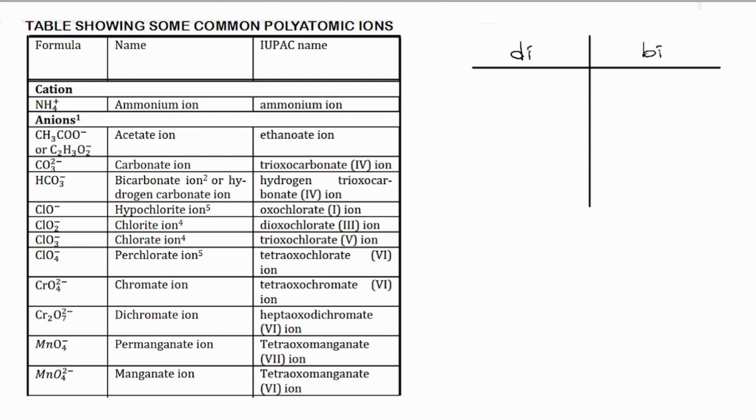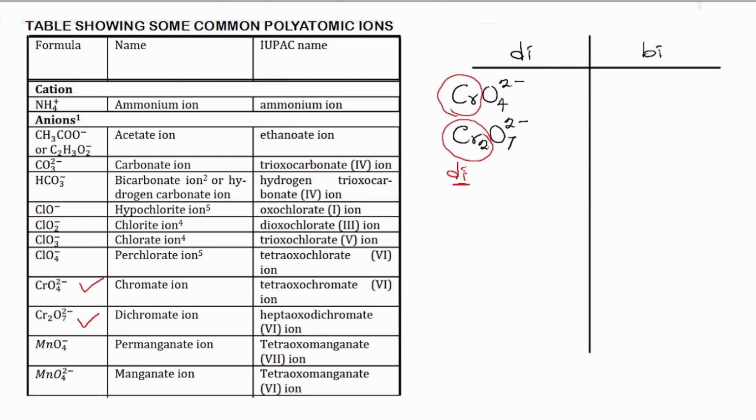Starting off with di, let's use the chromate ion and the dichromate ion as our example. Remember we mentioned that chromate ion is CrO4 2-, while the dichromate ion is Cr2O7 2-. Anytime you see the prefix di in the name of an ion, what this simply means is that there are 2 atoms of the element in question present within the polyatomic ion. So in chromate ion, you see that there is just 1 chromium atom, while in dichromate ion, there are 2 chromium atoms. That is why the word di is present.